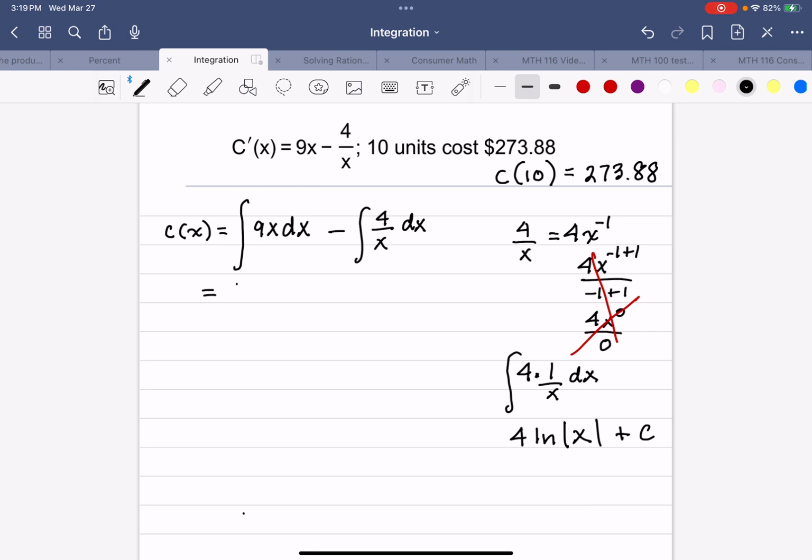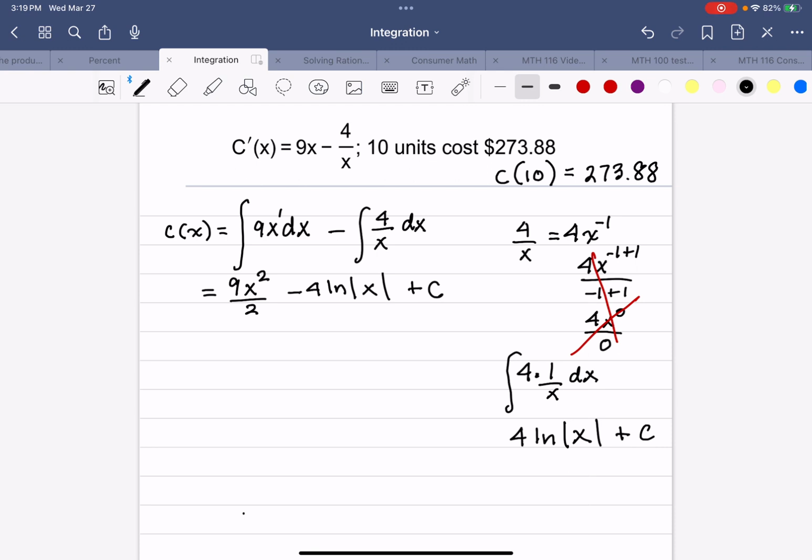So we'll use the power rule for the first one, 9x to the second over 2. I add 1 to the power and I divide by the new power, minus 4 times the natural log of the absolute value of x plus c.